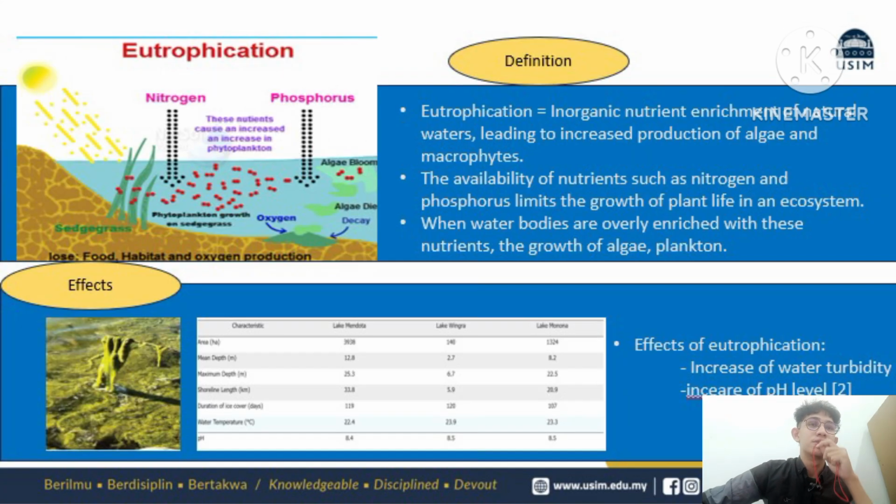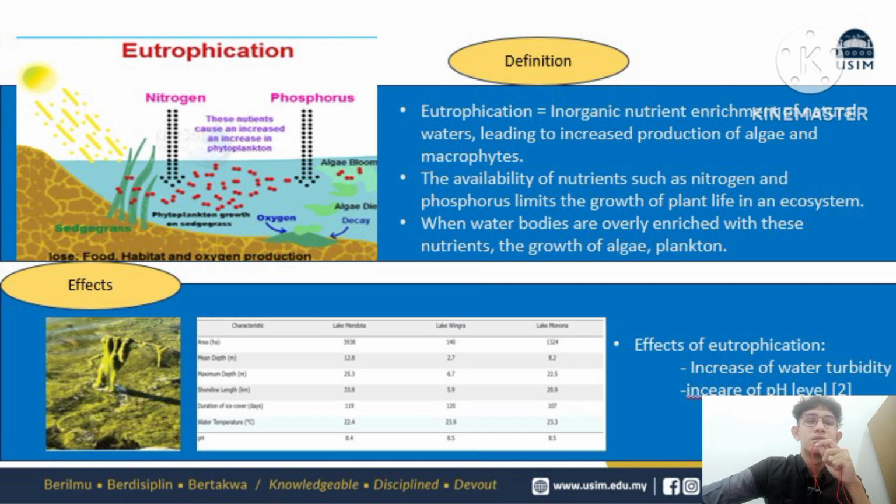Let's dig deeper into the agriculture sector that causes water pollution, which is eutrophication. So eutrophication is caused by the inorganic nutrient enrichment of natural water, leading to increased production of algae and macrophyte. The availability of nutrients such as nitrate and phosphorus limits the growth of plant life in an ecosystem.